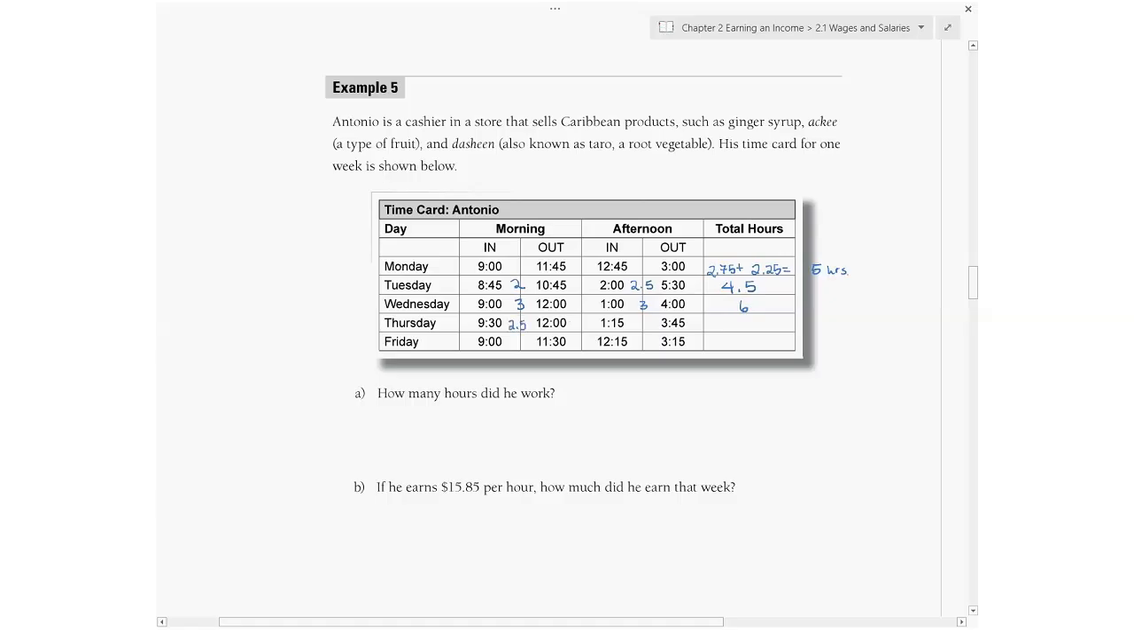And then 1:15, sorry, 1:15 to 2:15 would be 1 hour. To 3:15 would be 2 hours. And then from 3:15 to 3:45, that's half an hour. So it's 2.5. So he worked 5 hours there again.